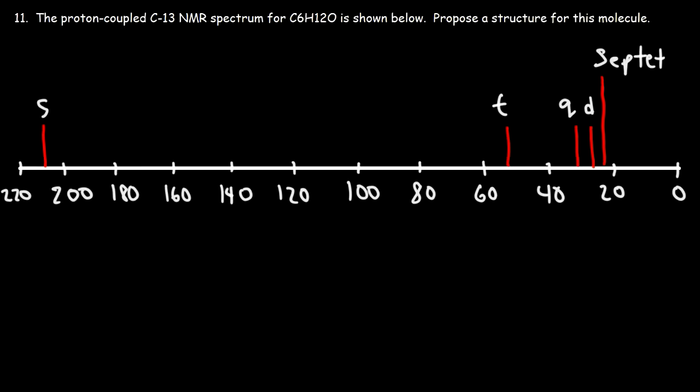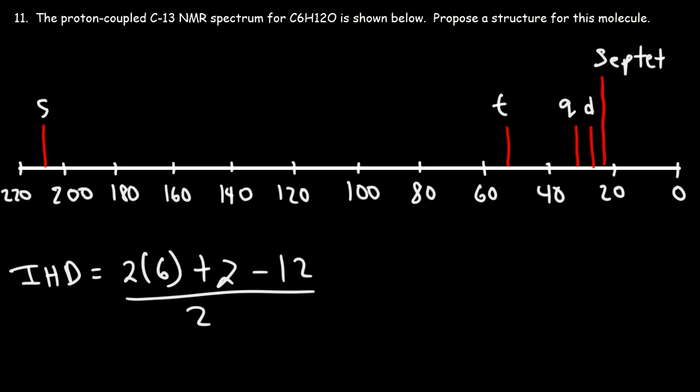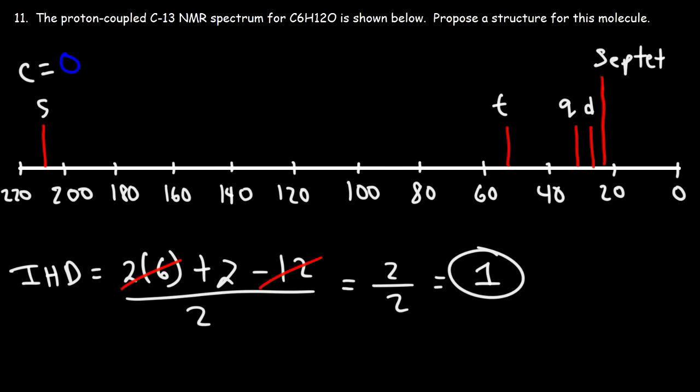Number 11. The proton-coupled C-13 NMR spectrum for C6H12O is shown below. Propose a structure for this molecule. So as always, let's begin with the IHD calculations. So it's going to be 2 times 6 plus 2 minus the 12 hydrogen atoms divided by 2. 2 times 6 is 12. And so that's going to cancel with negative 12. And thus we're going to get an IHD of 1, which means we could have 1 double bond or 1 ring. Now the double bond is going to be a carbonyl group because we see a signal close to 210.